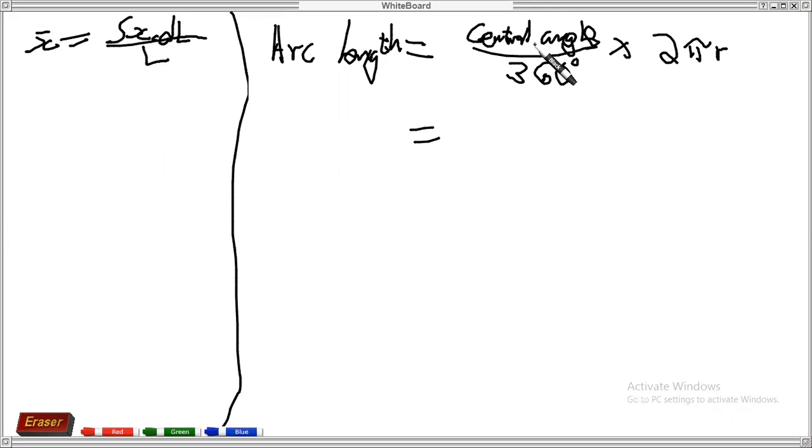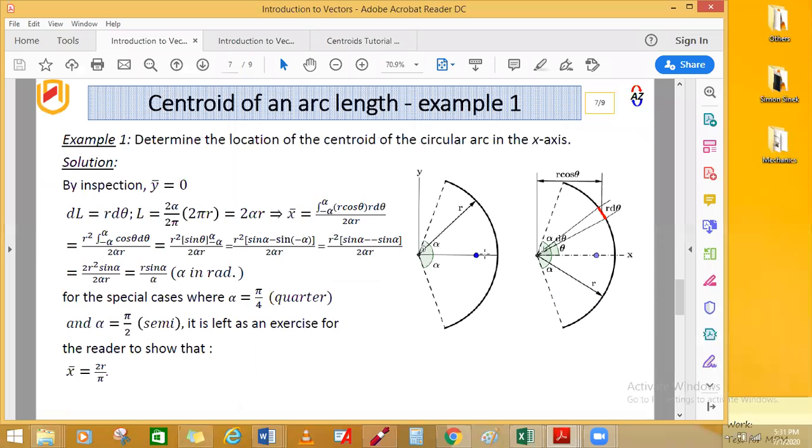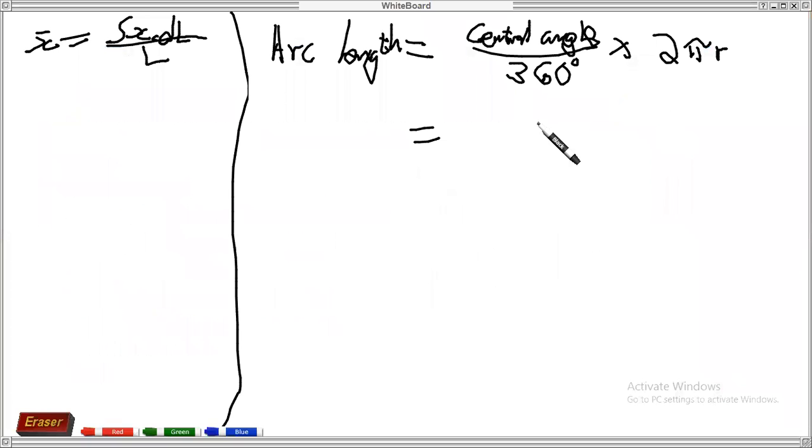For this circle, the angle that we are dealing with is the angle for the whole thing, because the capital L is the length from here to here. So it's this angle alpha and also the alpha on this side. So it's alpha plus alpha, so you're going to have 2 alpha there.